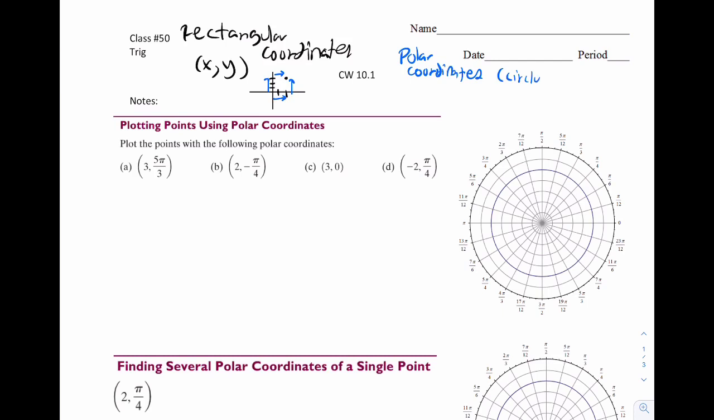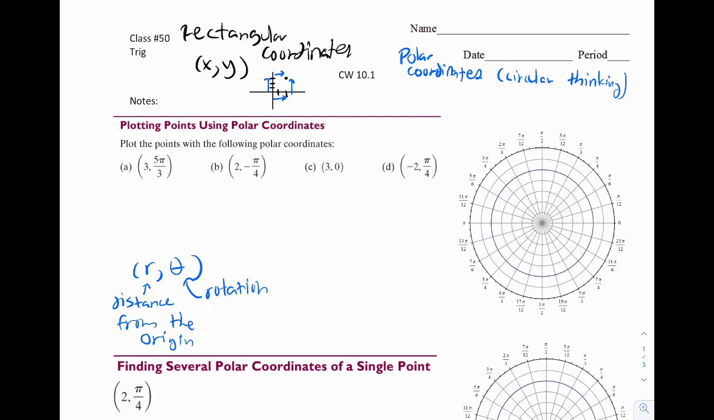So it's going to be circular thinking. So I'll show you how that works right here. So underneath our example here, polar is going to be r comma theta. And the way this works is r is the distance from the origin, and theta is your rotation.